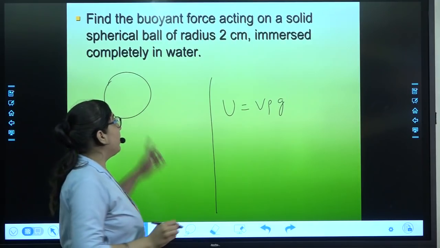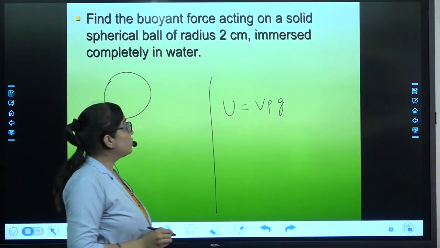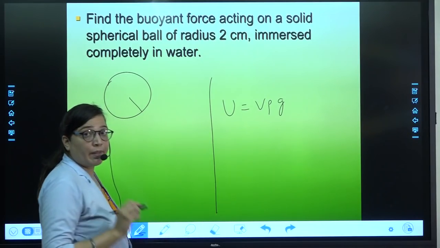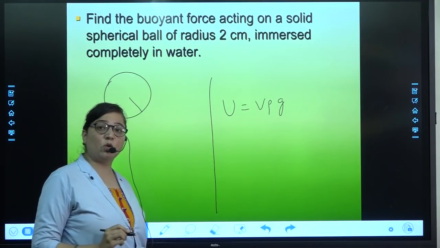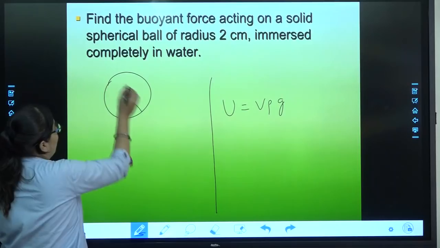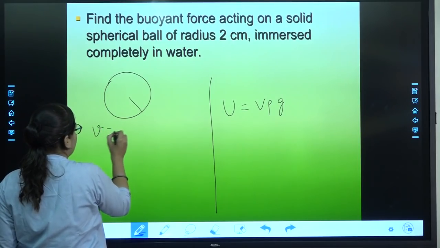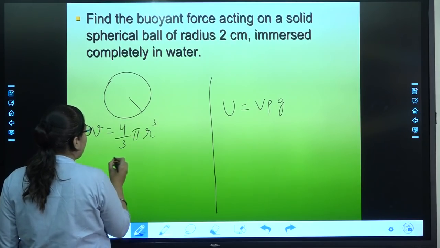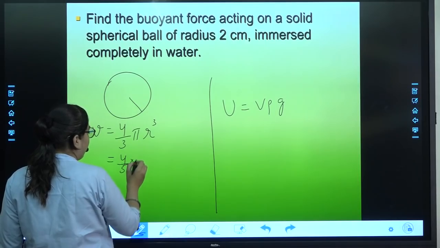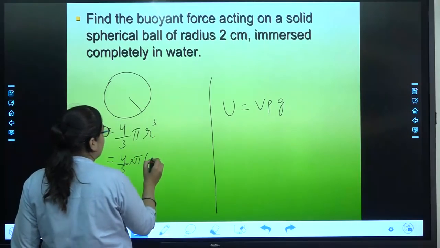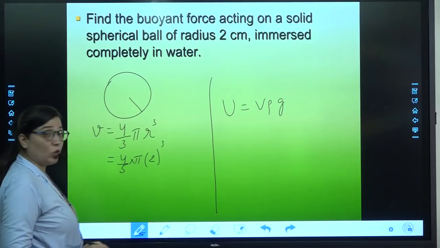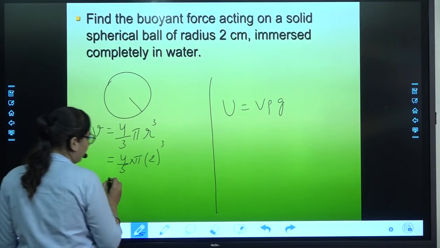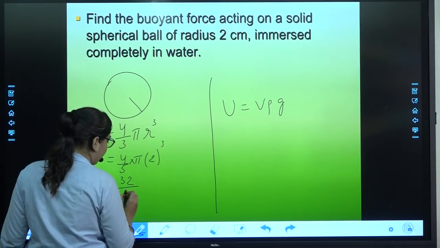Be very careful. Here the radius is given in centimeter. So, first we'll try to find everything in the CGS unit, then we may convert it into the SI unit. What is the formula for finding the volume of a sphere? It's 4 upon 3 pi r cube. So 4 upon 3 pi, what is the value of r? It's 2 cube. What is the value of 2 cube? 2 cube is 8. And what is 8 fours? 32 upon 3 pi.